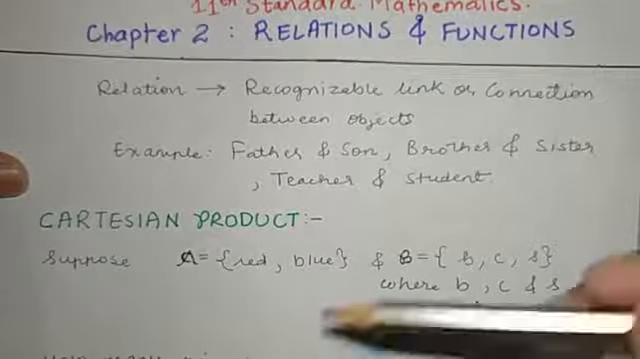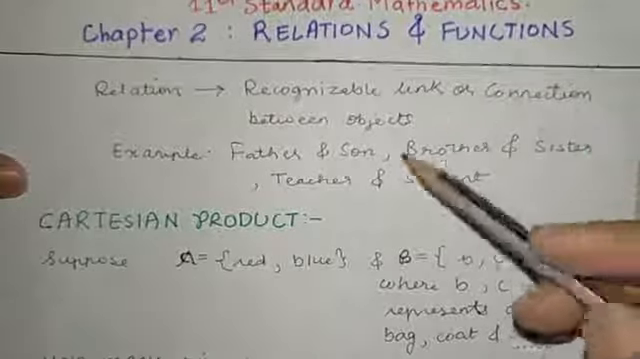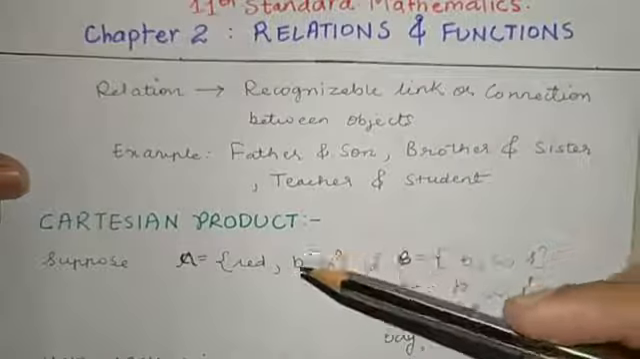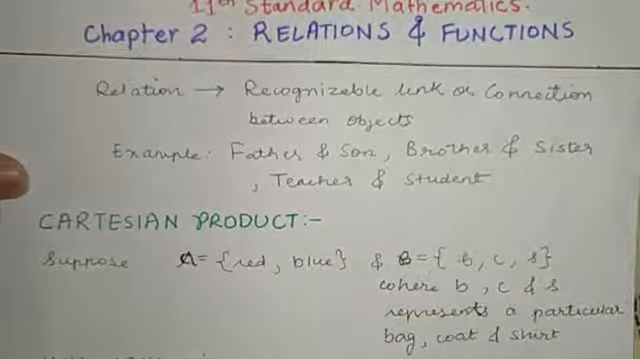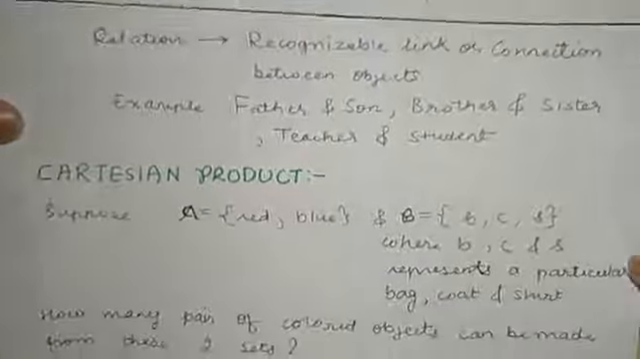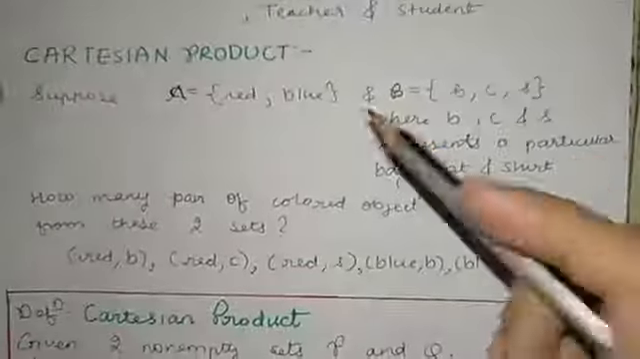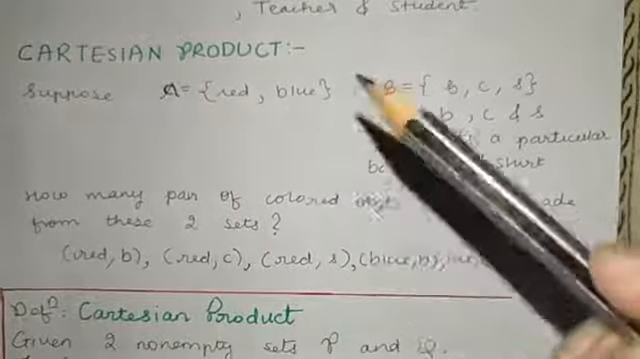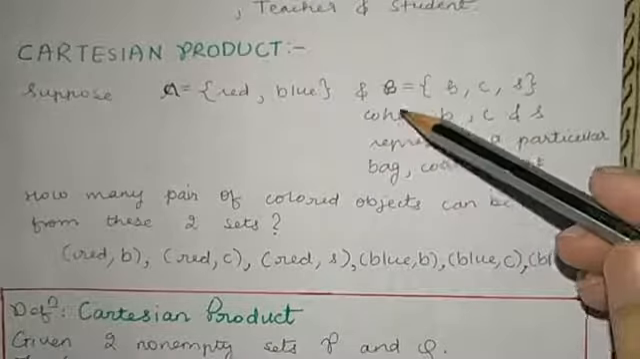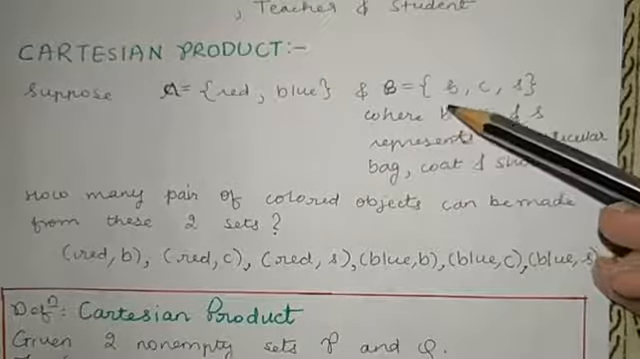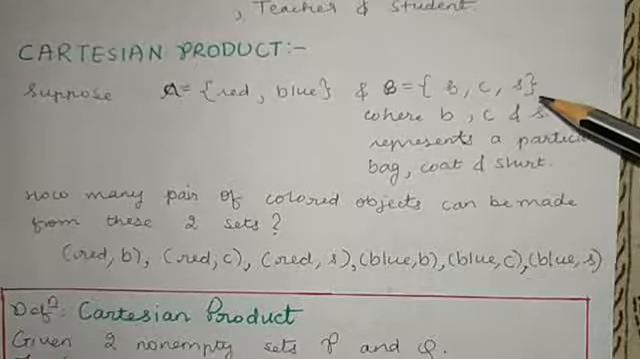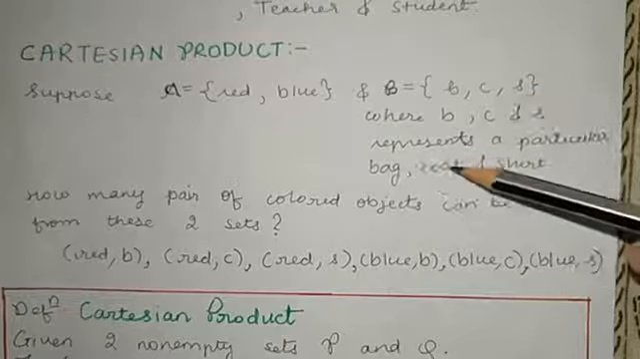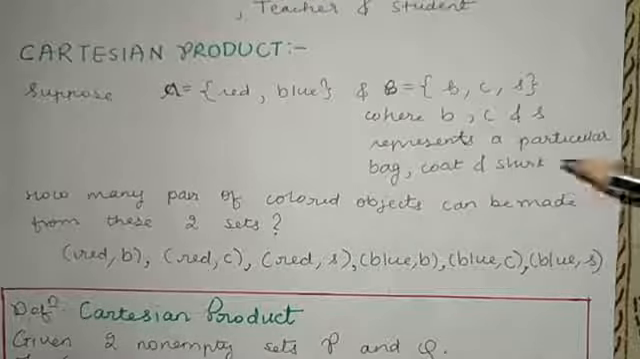Now let us look at relation in mathematics. Before that, we have to know something called the Cartesian product. What is the Cartesian product? Suppose you have a set A which is equal to the set of colors red, blue, and the set B as the set of products, like bag, coat and shirt. So B corresponds to bag, C corresponds to coat and S corresponds to shirt.